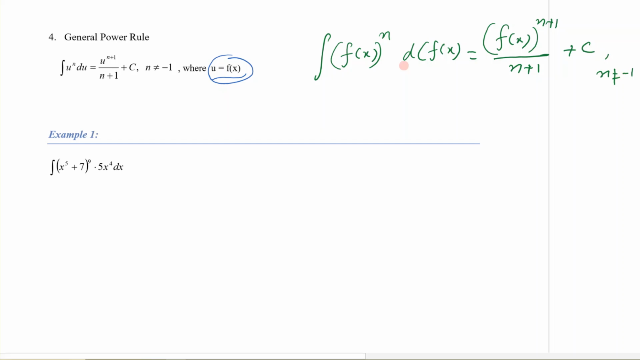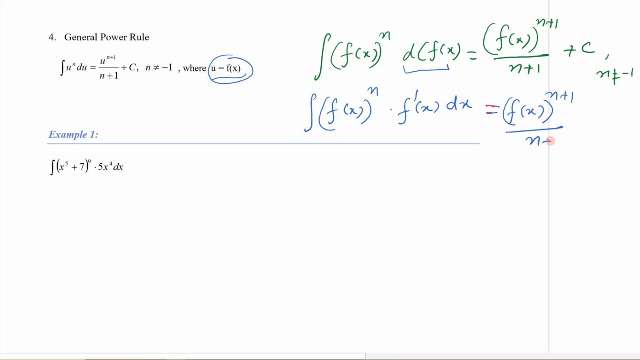Alright, so what is this df(x)? So df(x) is the differential of f(x). In other words, we can write the same formula as f(x) raised to power n, and df(x) means the derivative of f(x) times dx. So this together is your df(x), and that is equal to f(x). So increase the power of the function by 1, divide by the new power, plus c.